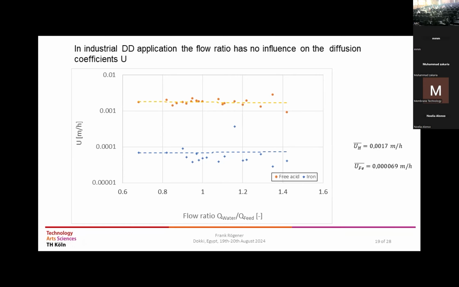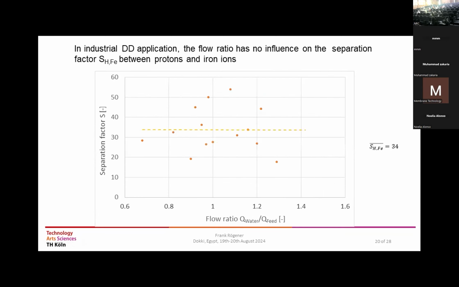These are very small values, but they are comparable to medium conditions of membrane separation in this case. This is the separation factor that is shown here. It was also more or less constant with a value of 34, also a value that is comparable to many applications in the industry.